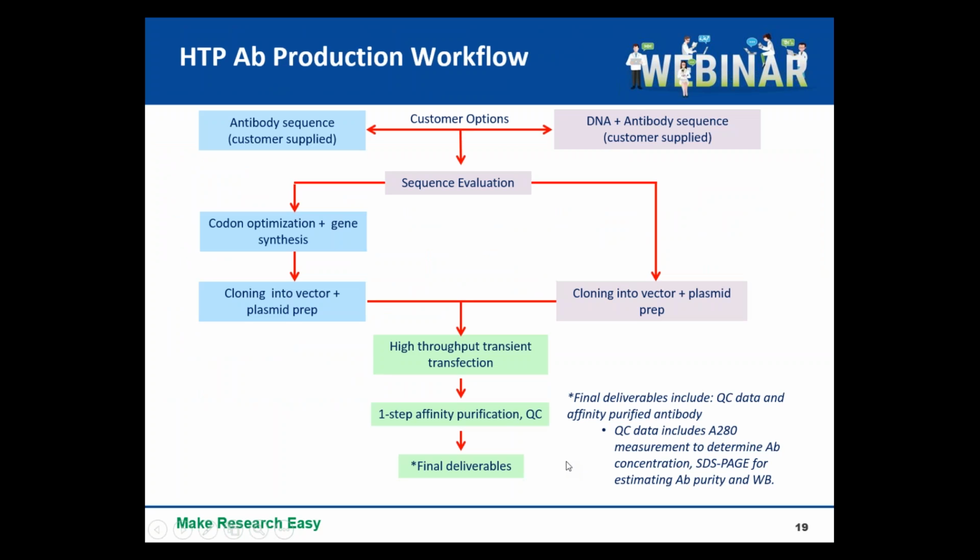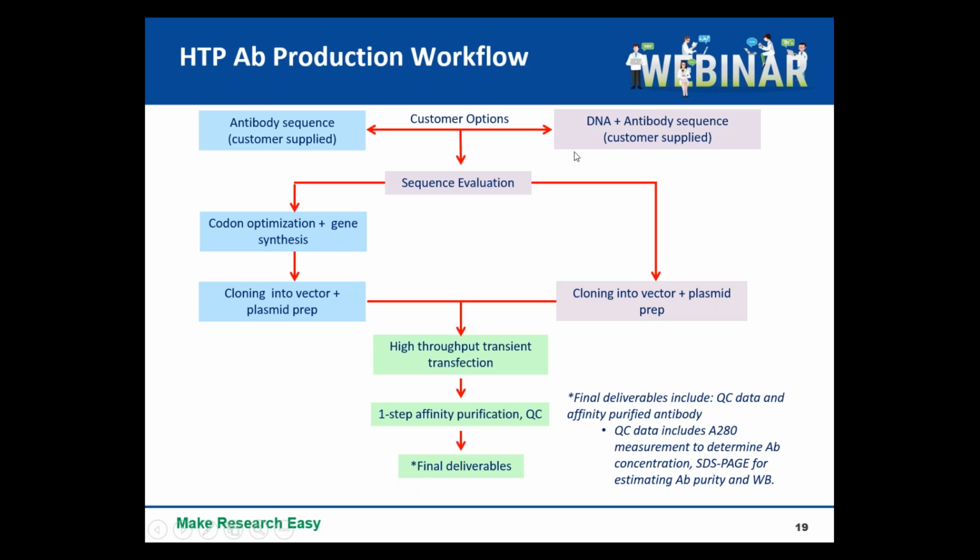So with that, looking at our high throughput antibody production workflow. At GenScript, we have 2 different approaches you could take as a customer. Essentially, you can either give us the antibody sequence, or provide the sequence and your plasmid DNA. So if you give us a sequence, we go through the sequence evaluation process. We do the codon optimization and gene synthesis, and then cloning, expression, and purification. And we provide the final purified antibody to you.